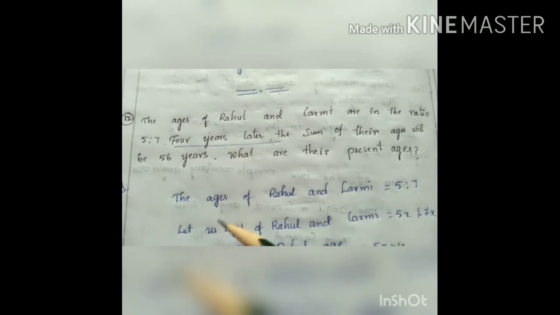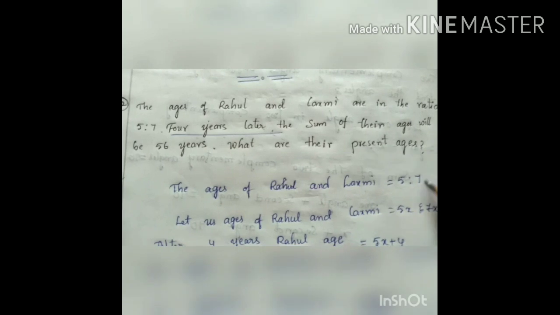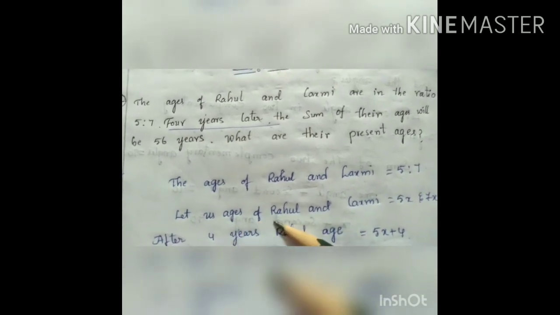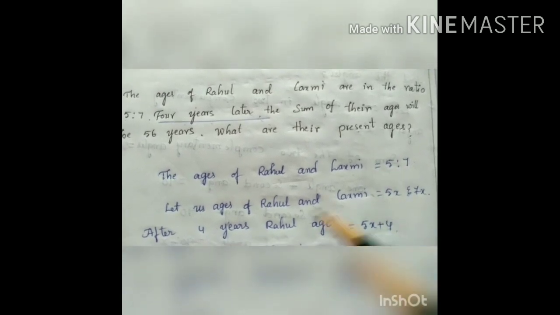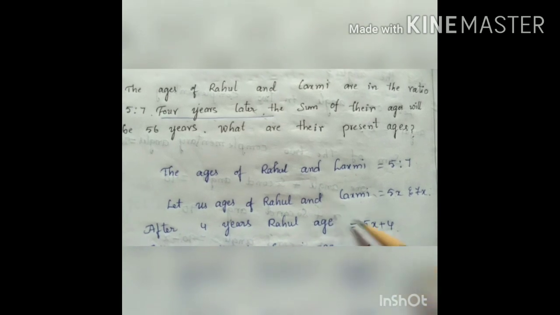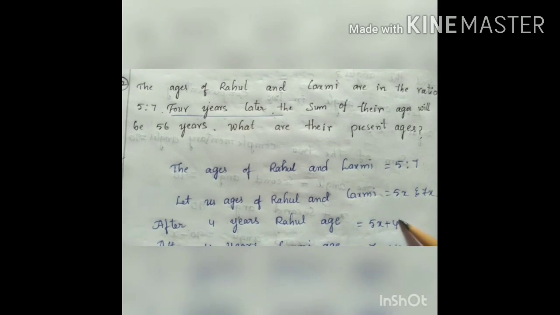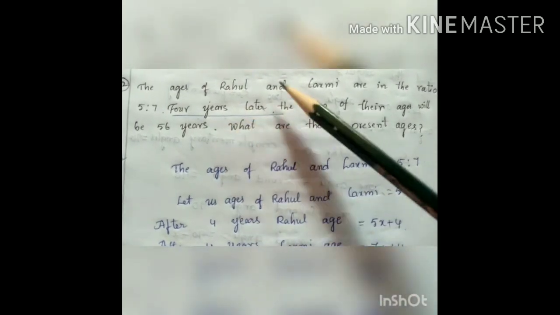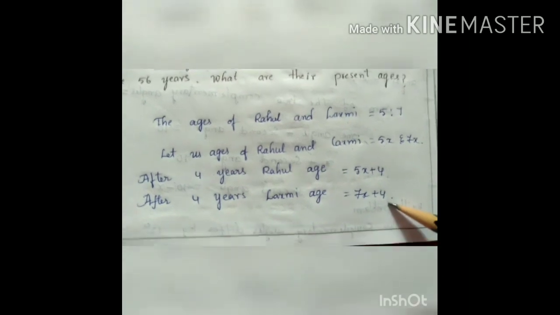So the ages of Rahul and Lakshmi are in the ratio 5:7. Let the present age be x, so Rahul and Lakshmi's ages are 5x and 7x. By the problem, after 4 years, Rahul's age is 5x plus 4. At the same time, after 4 years, Lakshmi's age is 7x plus 4.